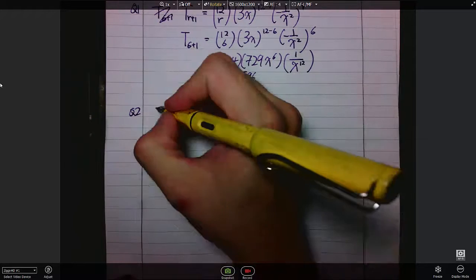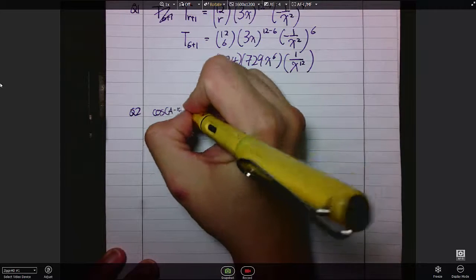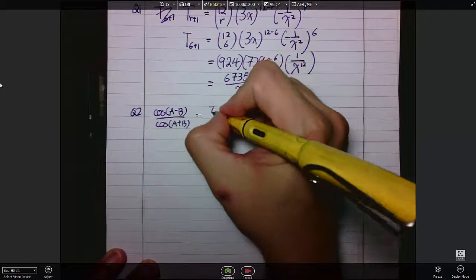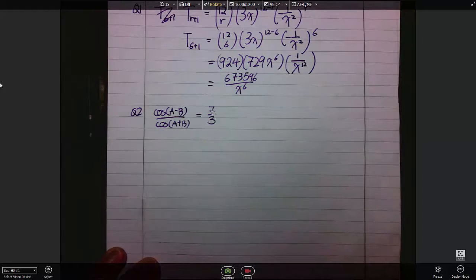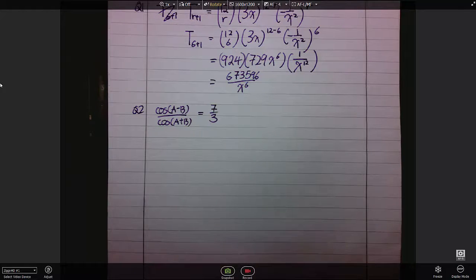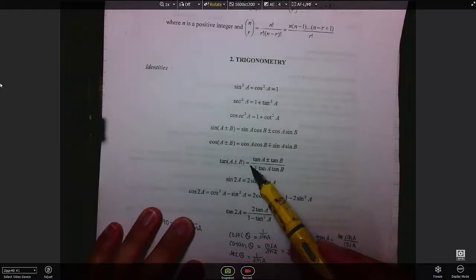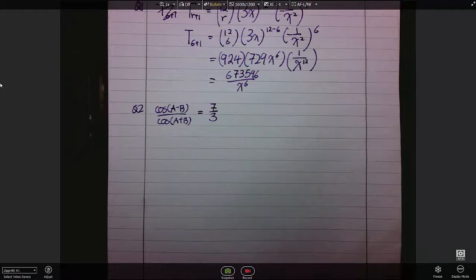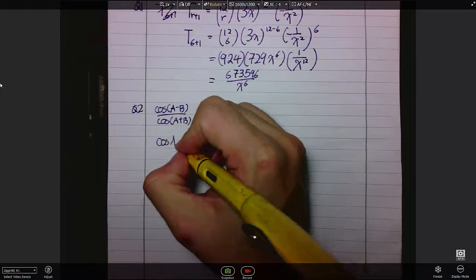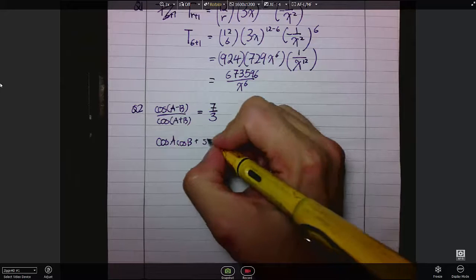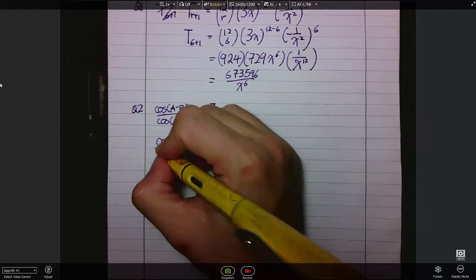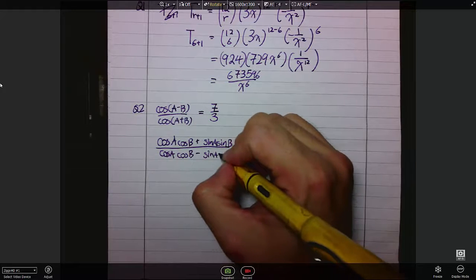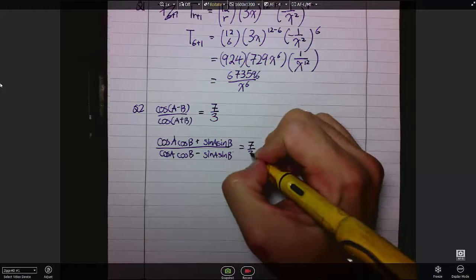Okay, question 2, let's just dive right into it. Cosine (a minus b) over cosine (a plus b) is equal to 7 over 3. Straight away just look into your formula sheet, and we use this formula right here. So what we have is cosine A cosine B plus sine A sine B divided by cosine A cosine B minus sine A sine B is equal to 7 over 3.